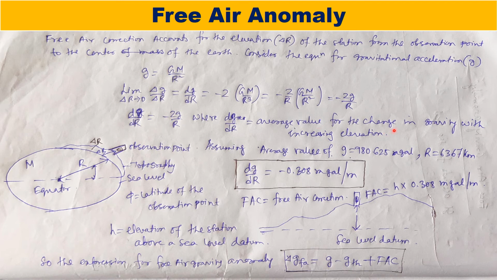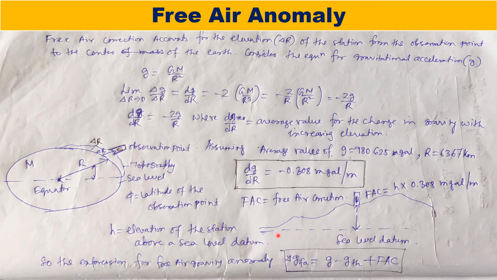dg/dr means the average value for the change in gravity for the increased elevation. If we replace the value of the radius of the earth and the small g, assuming the average value of g, it is estimated to be minus 0.308 milligal per meter. That means for every 1 meter of elevation above the surface of the earth, the gravity value decreases by 0.308 milligal.